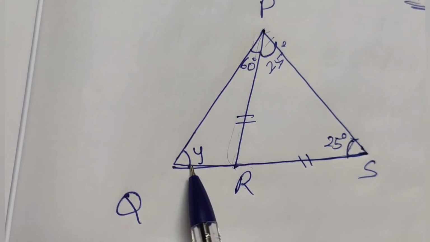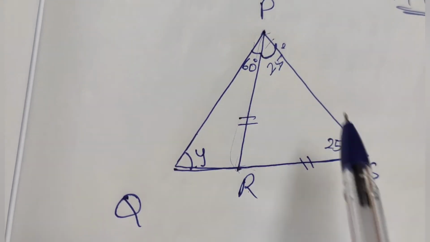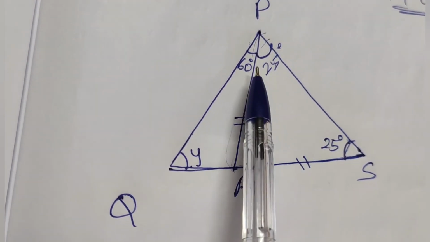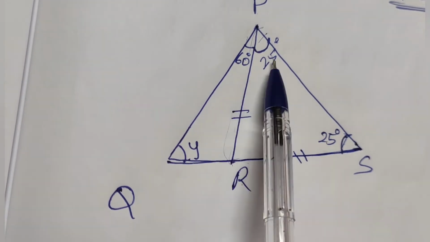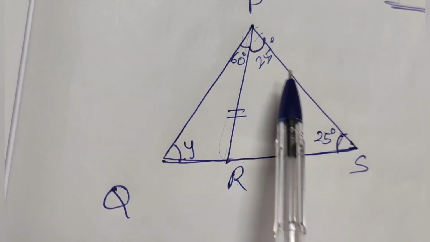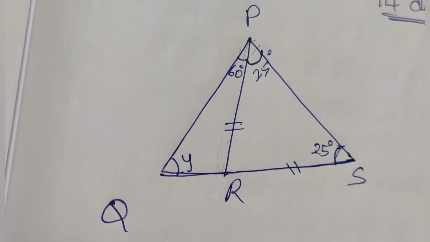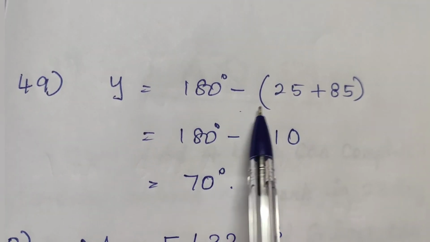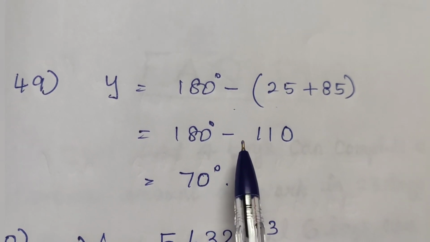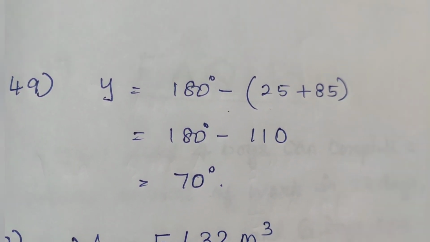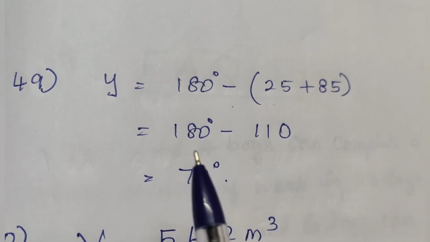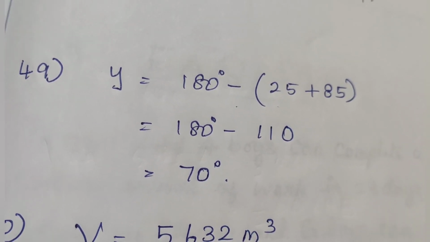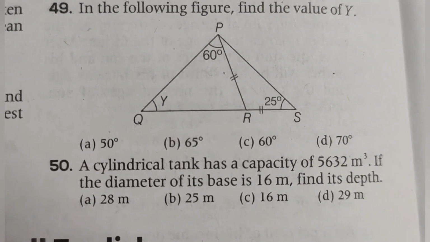Now we can find y easily because the sum of the measures of the three angles in a triangle is always 180 degree. So 25 plus 25 is 50, plus 60 is 110. Take away the sum from 180 degree. So y is equal to 180 minus 110. Y is equal to 70 degree. Option D, 70 degree, is the answer.